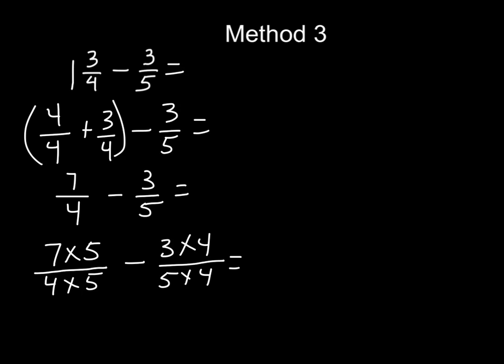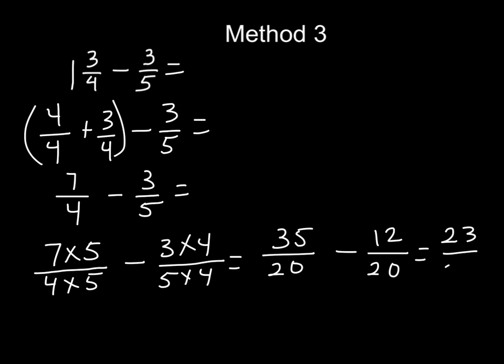And it looks like I wrote a little too big, so I'm running out of room. I'll start going across instead of down. 7 times 5 is going to be 35. And my new denominator is 20. I have 35/20 in 1 3/4. And I'm subtracting 12/20 from that. That are 12/20 and 3/5. And 35 minus 12 is 23/20. And of course 20 will go into 23 one time, and I'll have 3/20 left over.